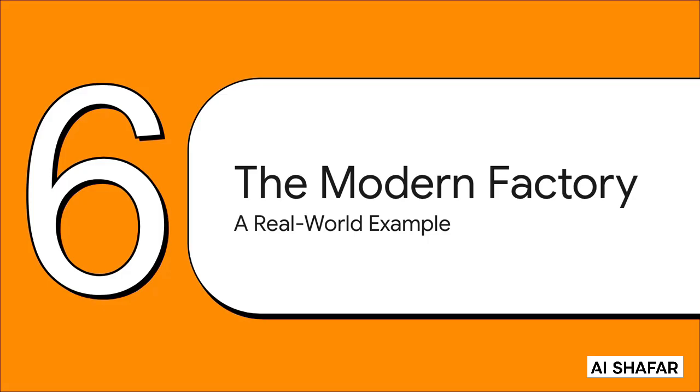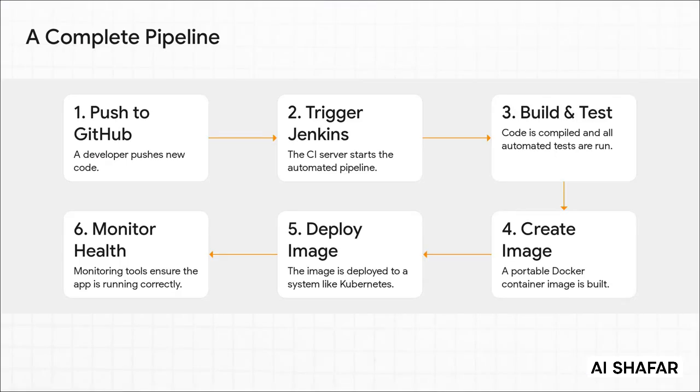So let's put it all together now. Let's take a look at what one of these modern software factories actually looks like in the real world, in action. Okay, so here's a really common setup. A developer pushes their code to a repository, something like GitHub. This push automatically triggers a CI server like Jenkins, think of it as the factory foreman, which immediately starts building and testing the code. If everything passes, the code gets packaged into a portable Docker image.